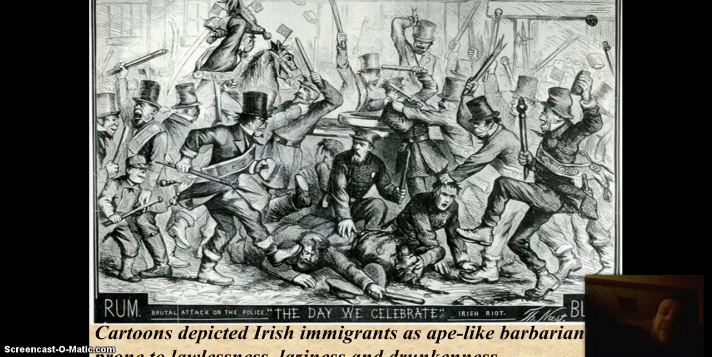Here we see Irish immigrants as these ape-like barbarians who fight and get drunk and all that kind of stuff. We see stereotypes develop. We brought them up in class early last week. Oh, they're Irish, blah, blah, blah, whatever. It's a stereotype that was created by people. It was a stereotype that was promoted by the media. Oh, you're Irish means you're some drunken brawler who's going to get drunk and beat the living crap out of stuff and destroy things. Here it says, brutal attack on the police the day we celebrate, Irish riot, rum, blood.